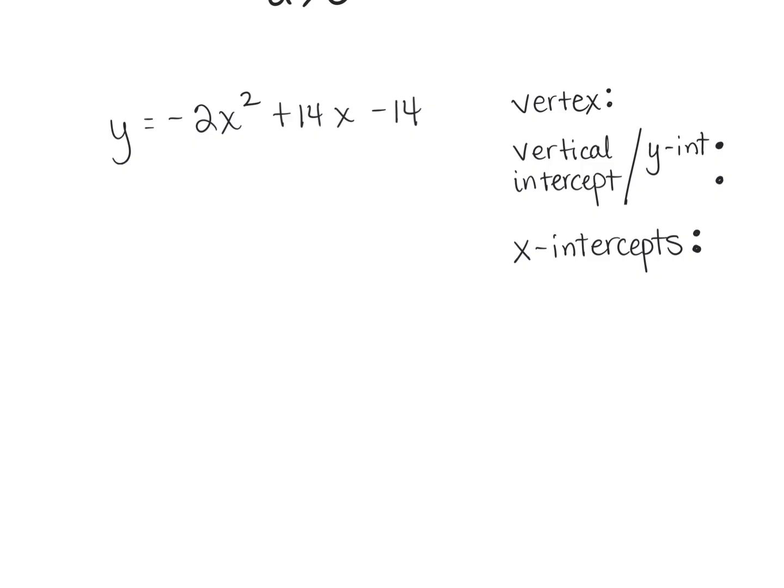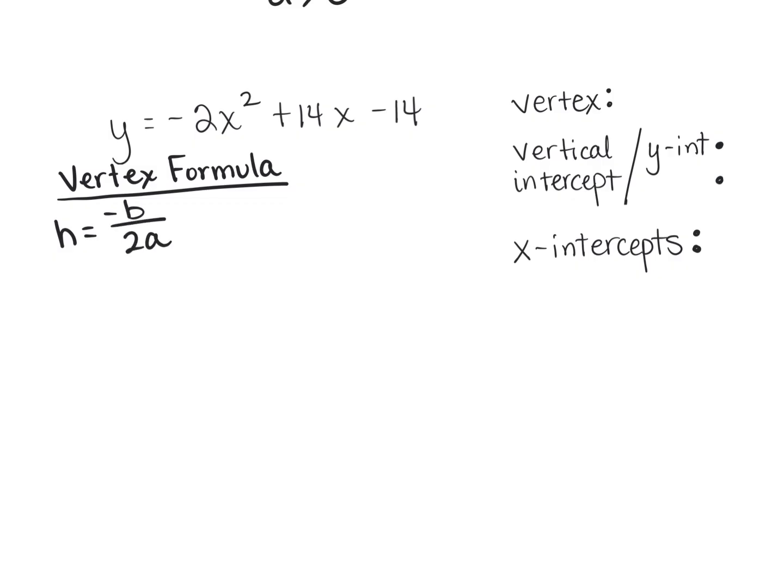So for this one, we are going to use the vertex formula. There are two different ways to do this, and later we're going to have to do it the other way because the question specifically tells you to. But for us, the vertex formula is going to be h is equal to negative b divided by 2a, and then k is going to be whatever you get when you evaluate the function that you started with.